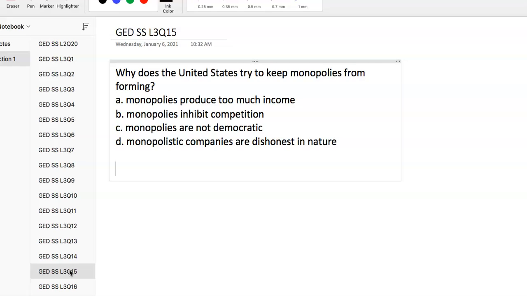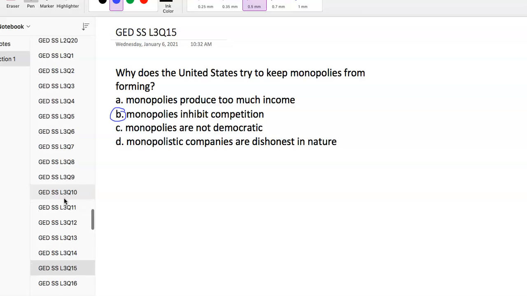Okay, and jumping right back into monopolies here. Why does the U.S. try to keep monopolies from forming? Like, what's so bad about monopolies? If somebody built a business that's that good, why not just let them keep it? Monopolies inhibit competition. A monopoly is a company that really controls whole industries. This makes it very hard or practically impossible for other companies to compete, which in turn weakens the economy as a whole. That's the main problem we have with monopolies, right? That's a good one to know.